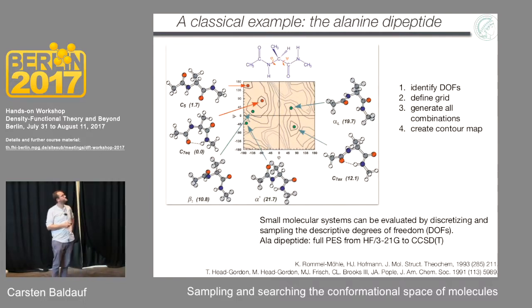So this has been done since the early 90s. John Pople and his group, and Teresa and Mark Head-Gordon, both still famous, I would say, have done the first proper Ramachandran plot of this type, and until now people still recompute it with ever improved energy functions on the basis of that.